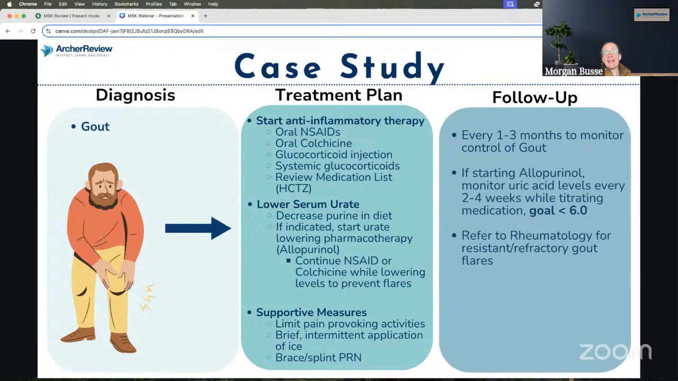All right, you can refer these patients out to rheumatology if you can't get it under control or if you have a concern in your ability to diagnose and treat this. Supportive measures would be limiting pain-provoking activities, intermittent application of ice, and brace splinting as needed.